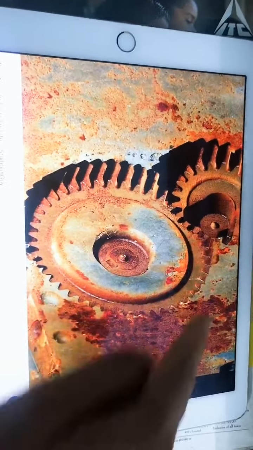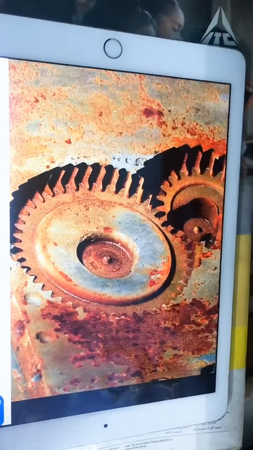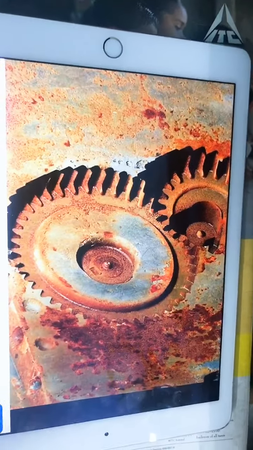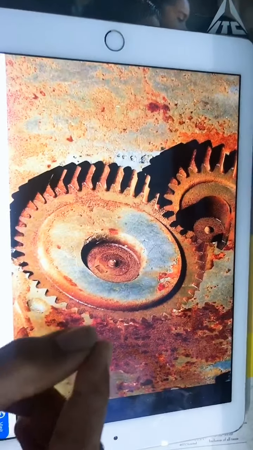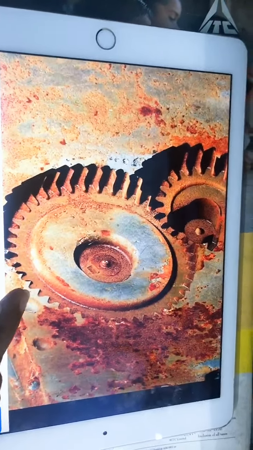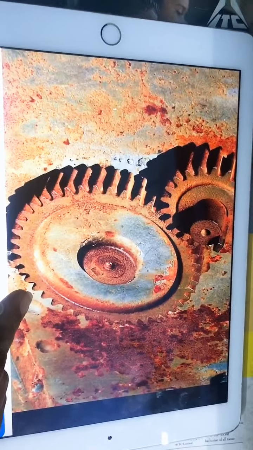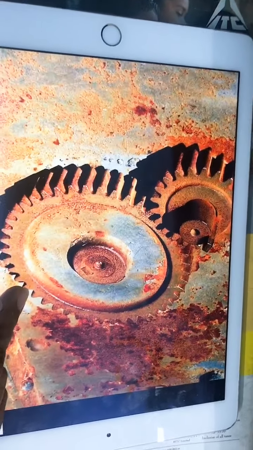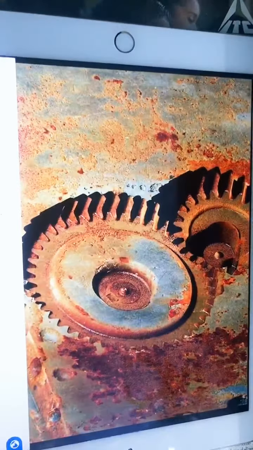Students, this is one example of rusting taking place in iron. So this is corrosion in iron, which we call rusting. This rusting term we use only for iron. If you ask what this figure is, I will say this is the picture of corrosion in iron, which is known as rusting, students.